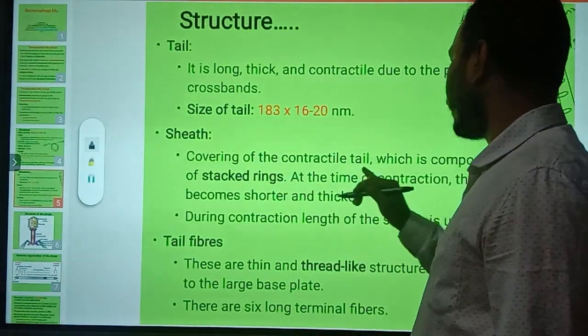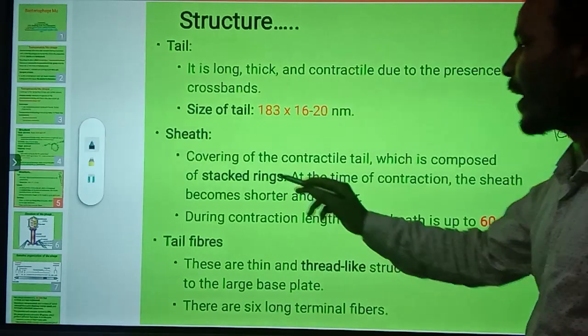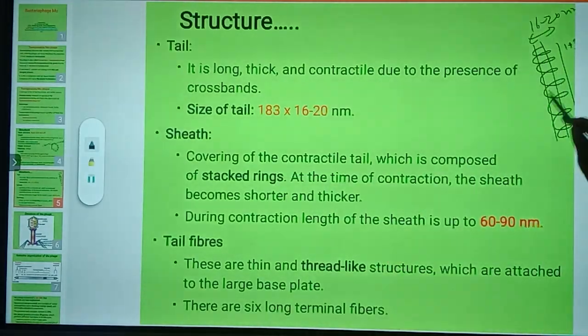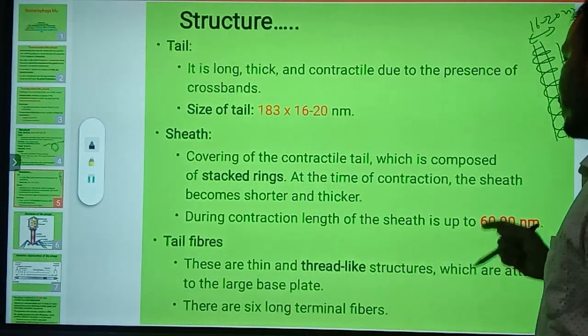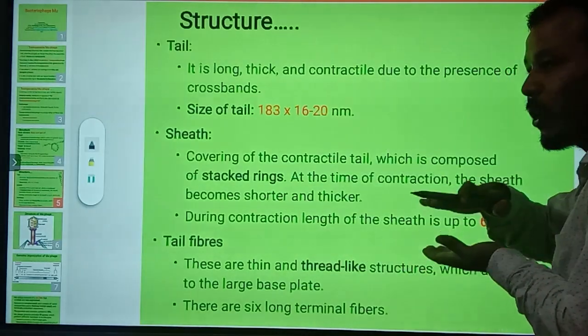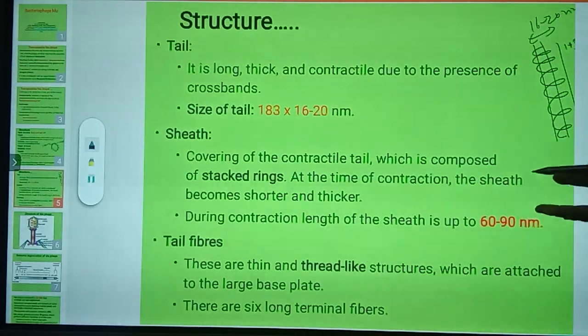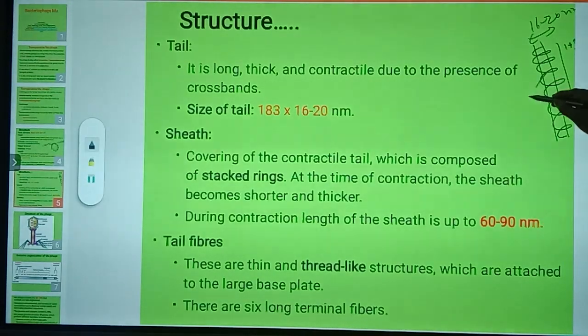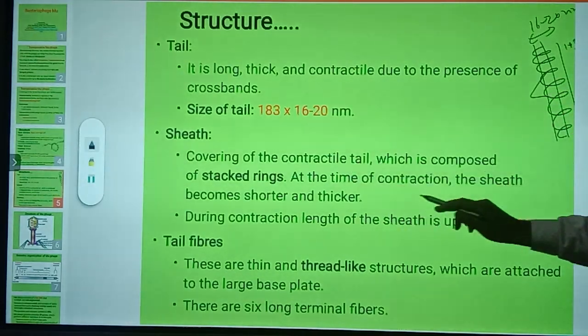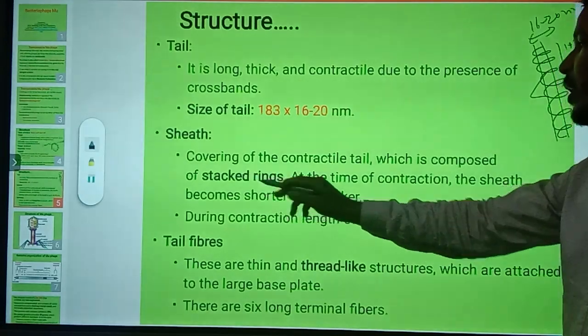The sheath of the contractile tail is composed of stacked rings, right? At the time of contraction, the sheath becomes shorter and thicker. Obviously, when we press a spring, it becomes shorter and thicker. So the sheath becomes shorter, with stacked rings.